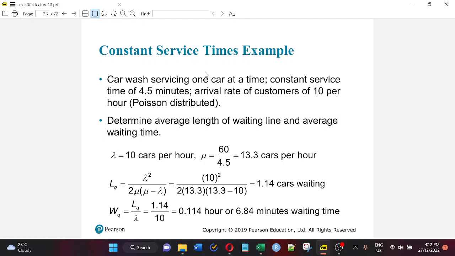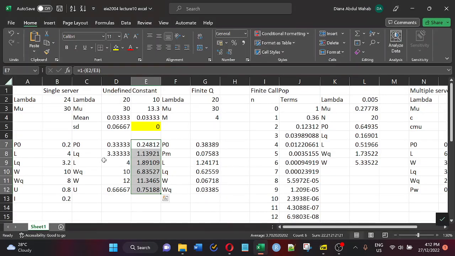So we just plug in all this information, and we get this is LQ, this is L. First we look at the LQ. So LQ is 0.139, and then the second question is asking about WQ. So on average, the cars are waiting 6.84 minutes.